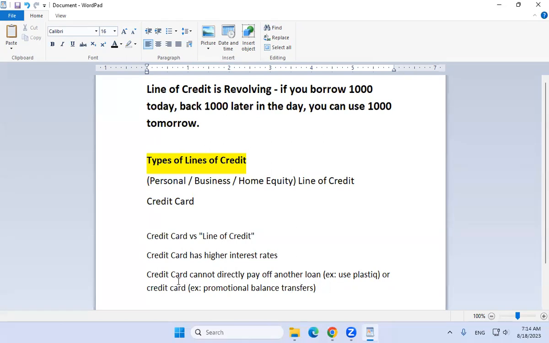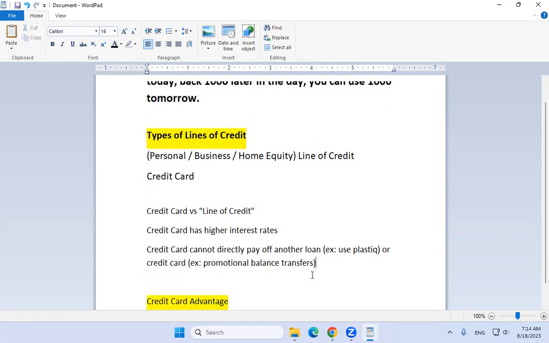And another thing to note, if you use an intermediate service like Plastiq or a promotional balance transfer for maybe 0%, there's always still a fee. They always charge, I think, 3% of the amount that you're trying to pay off using the balance transfer or Plastiq. So you just kind of have to be careful with that.